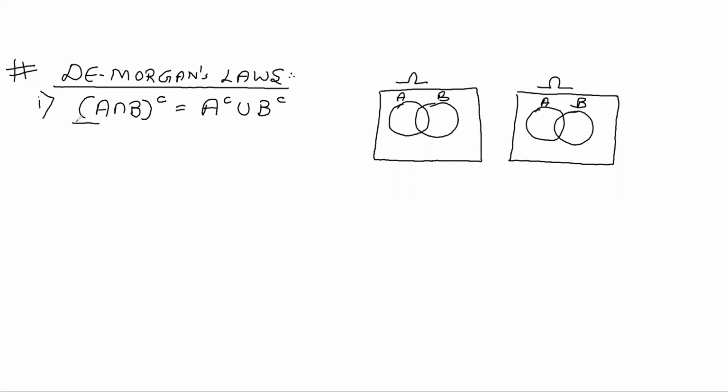What will the complement of A intersection B be? The complement of A intersection B means outside A intersection B, I shade all the area. Outside A intersection B, I shade all the area. This is the complement of A intersection B.